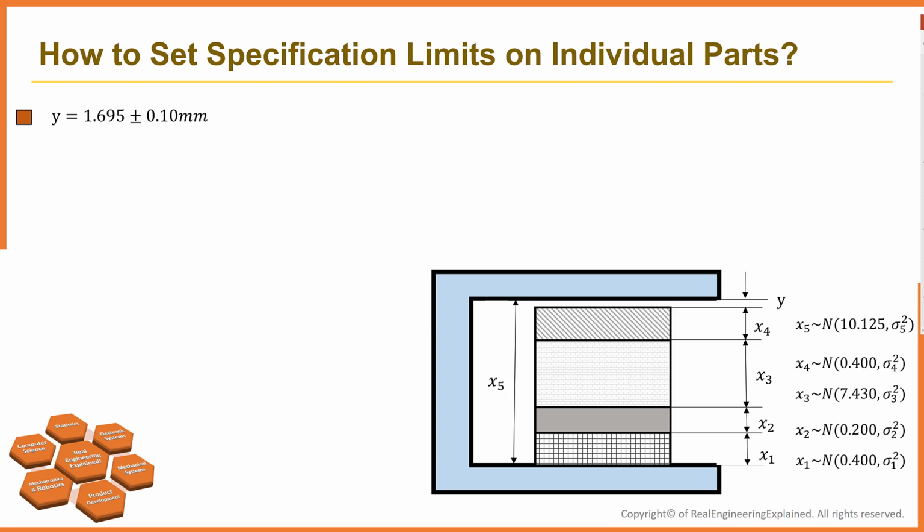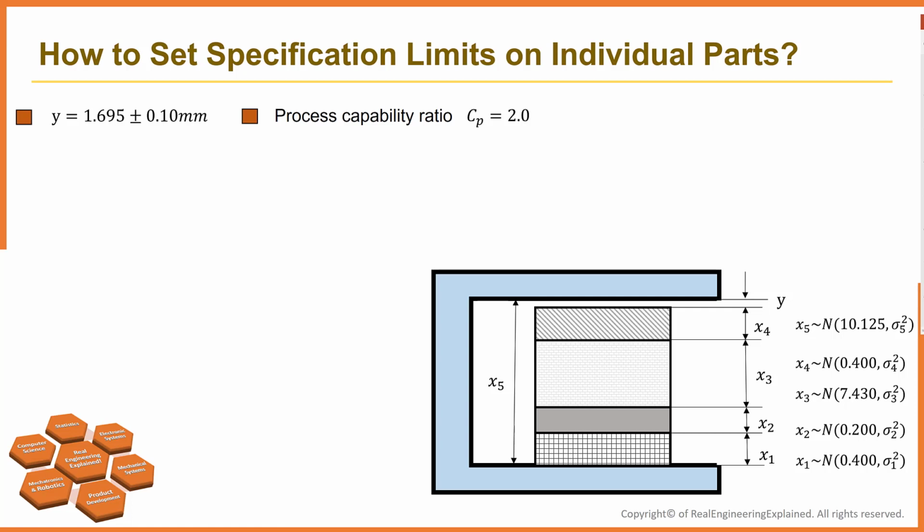Okay, going back to the original question. This design is not a Six Sigma product design for y equal to 1.695 plus minus 0.1 mm, since the DPPM is more than 33,000. So, how do we set specification limits on the individual components of the assembly so that the specification limits on the final assembly will be satisfied?